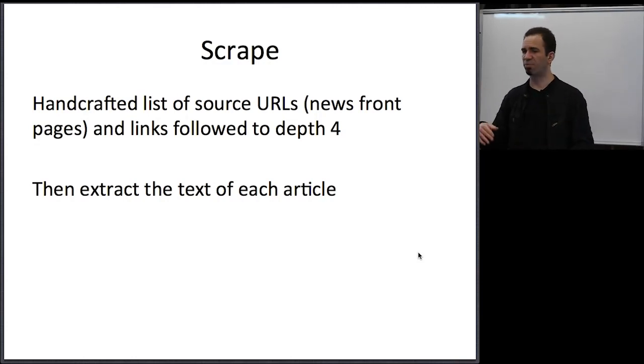So they have a list of front pages, and then they just crawl from each front page and spider from that site, and they get a list of URLs. Then we have to pull out the text of each article. That's actually very hard.